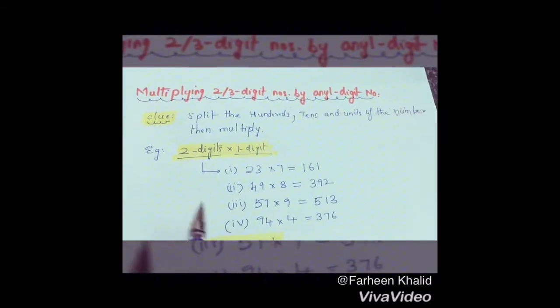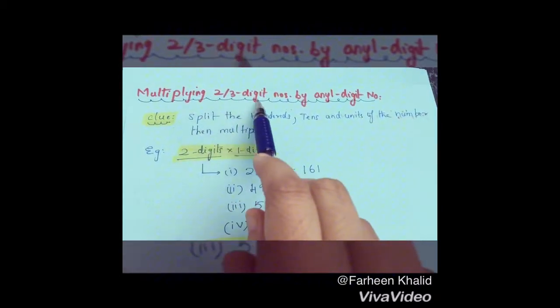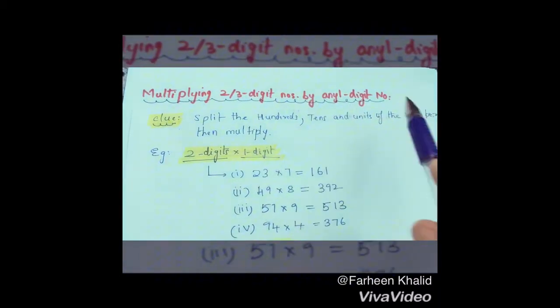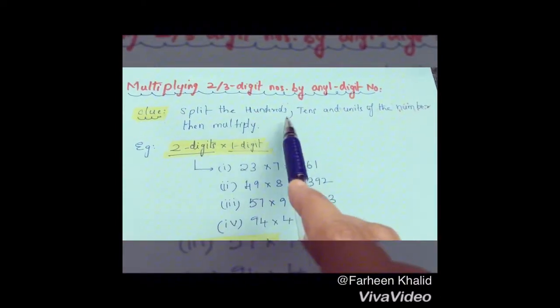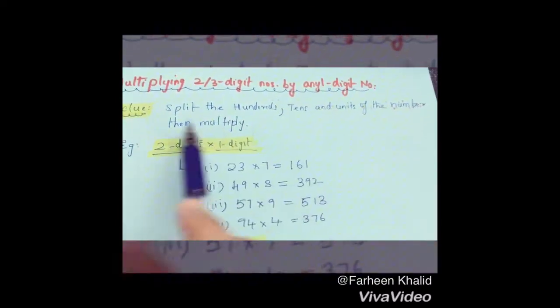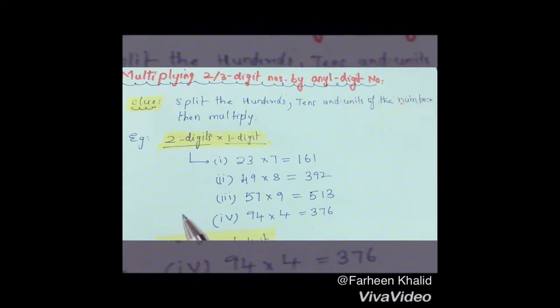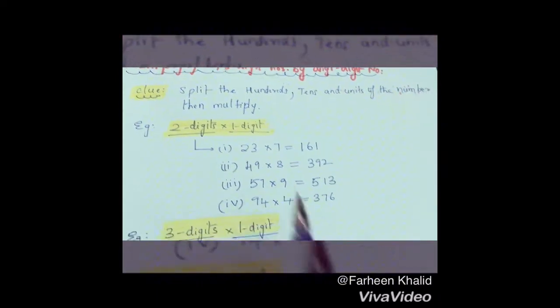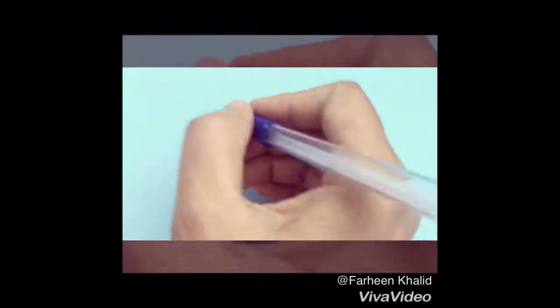Okay, so now in our next case, we see how we can multiply a 2 or 3-digit number by any 1-digit number. The clue here says that if you split the hundreds, tens and units of the number, then you multiply it with the digit, you get your answer. Okay, so let's try this. The first example is 23 times 7, which is 161.